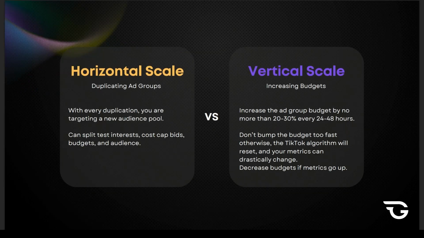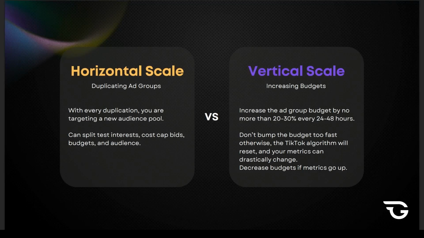So horizontally scaling is duplicating an ad group. With every duplication, you're now testing a new audience pool. You can then split test interests, cost cap bids if you're running cost caps, and budgets. For example, $50 versus $100, because sometimes even $100 might outperform 50, and audiences. You can create lookalikes, create custom audiences from your creatives, video views, and link clicks.